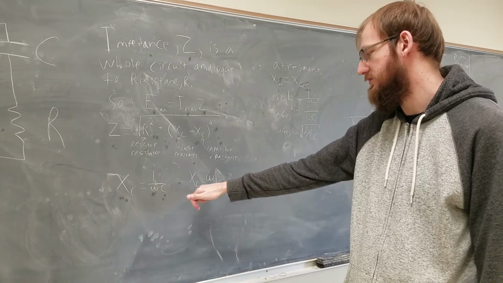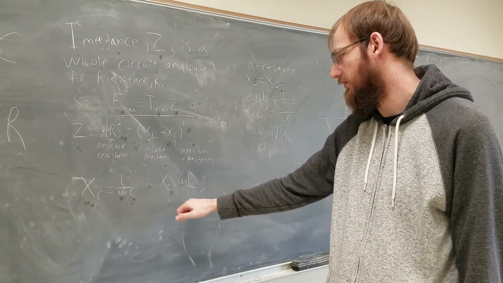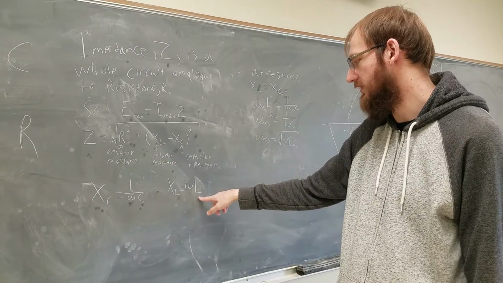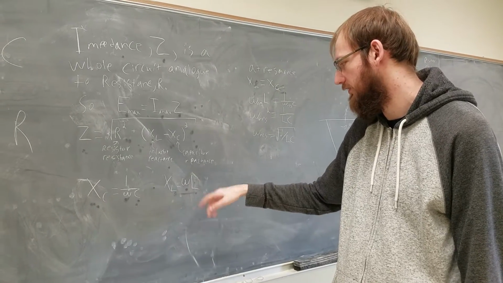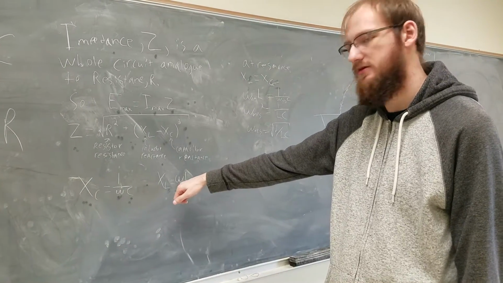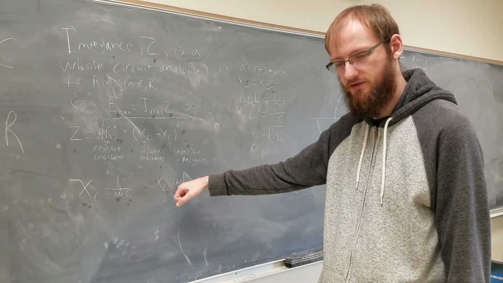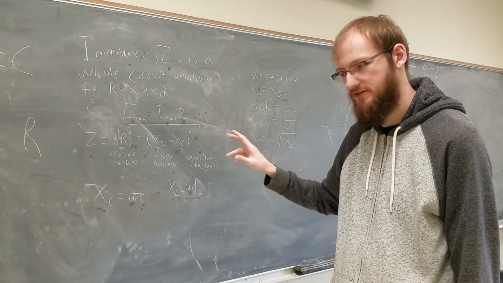We have the opposite relationship for the inductor. The inductance and the frequency are just on the numerator, so it's divided by 1 here. As the frequency goes to 0, the reactance, the resistance, goes towards 0.